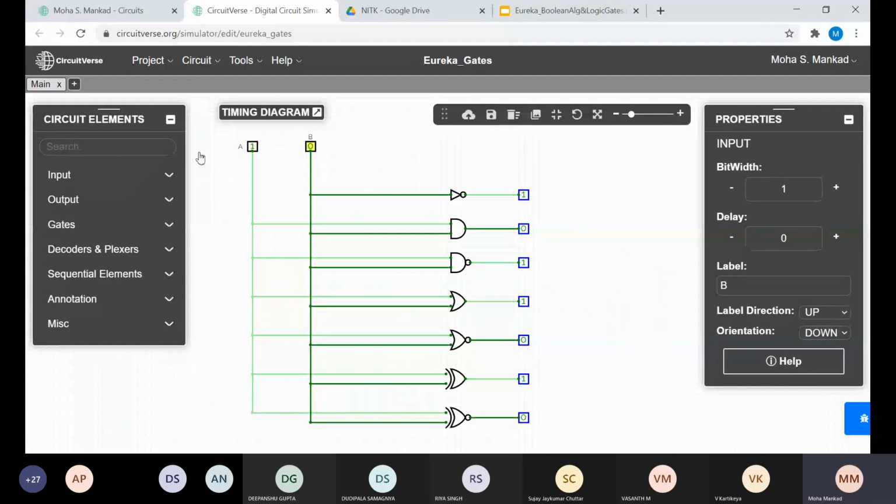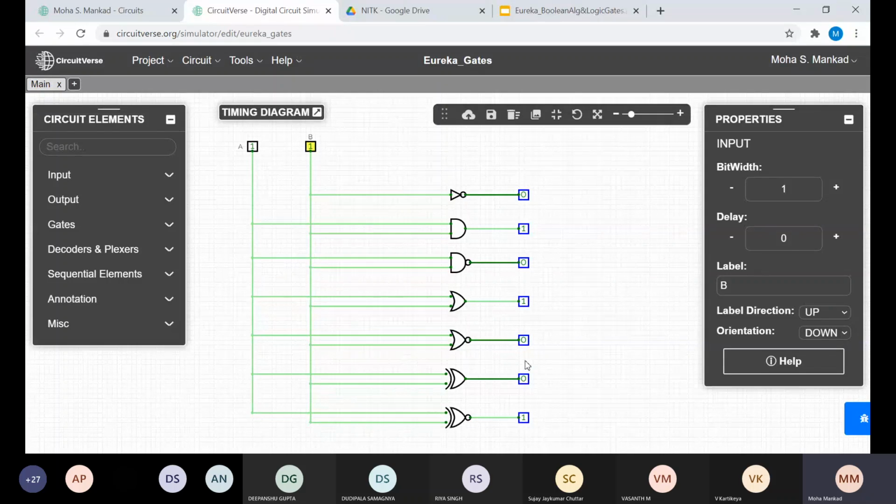As the order doesn't matter in any of the gates, again 1, 0, output is high. I switch both of them high, output goes to 0 because the inputs are same. Next is XNOR. The output would be totally reverse of whatever the output was for XOR. If the inputs are same, then the output would be high. Here the inputs are same.